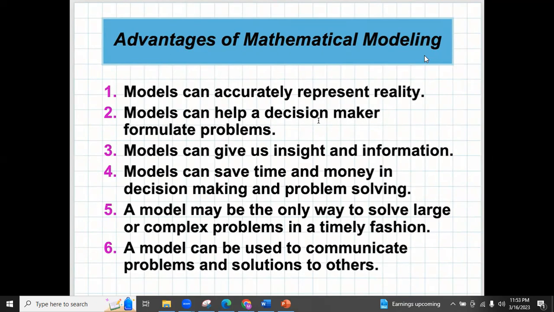And they can be used if everybody understands a little bit of the mathematics behind it. They can be used to communicate problems and solutions to other people. If you solve it here and another division of your company has the same kinds of issues, they could change the parameters maybe and use the same model structure that you've created.